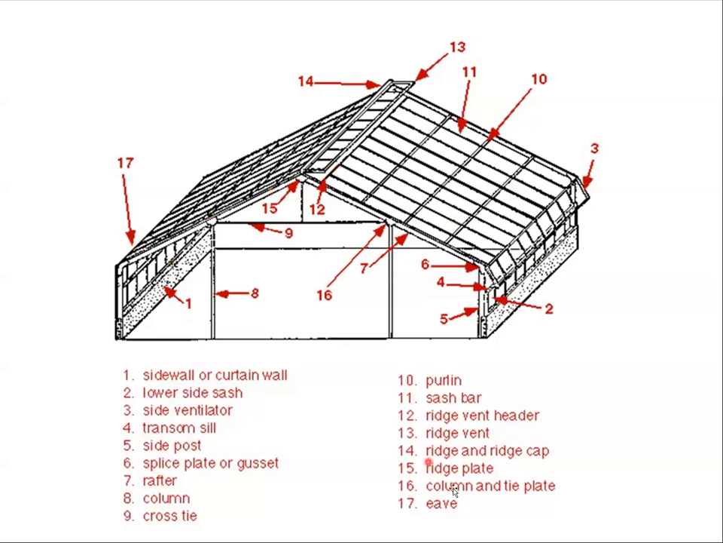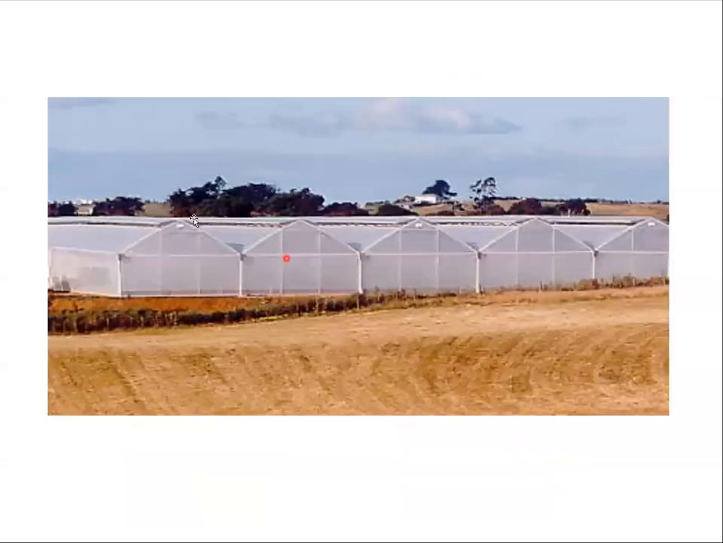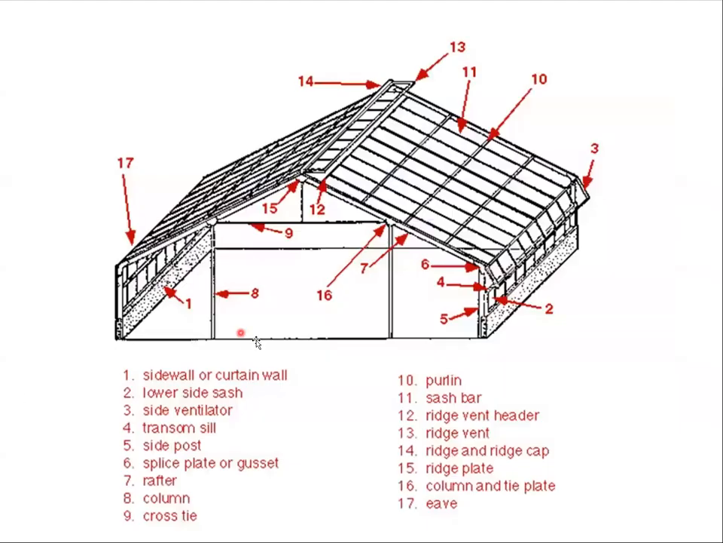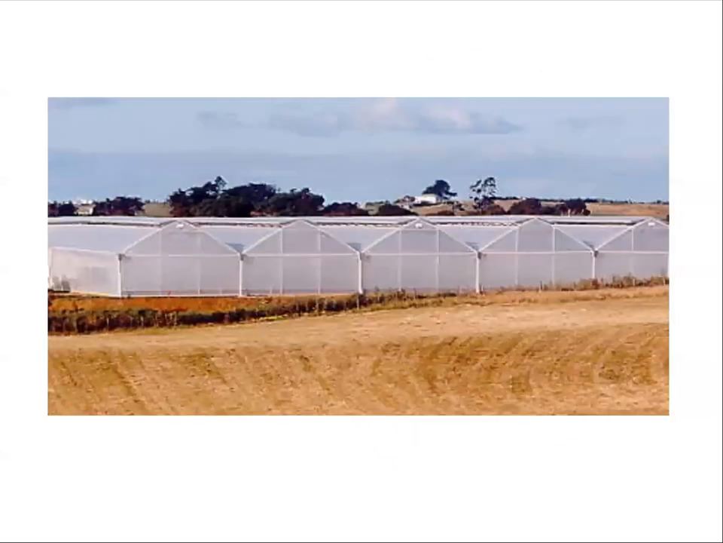And that's about it. I mean, the rest of these are relatively no-brainer, but these are all the basic parts of the structure of a greenhouse. And we can relate these to a ridge and furrow system. Okay, you see that there's the side post, you see a column, you see a cross brace, you see a ridge vent header, you see the ridge vent, ridge cap up top.